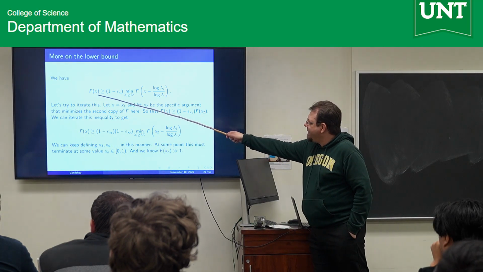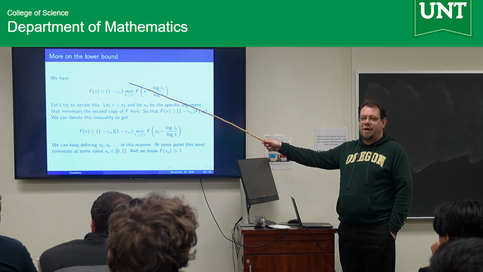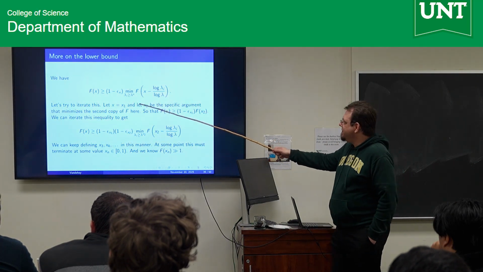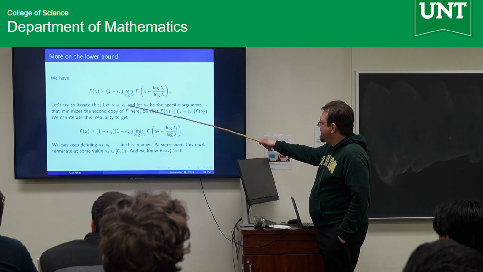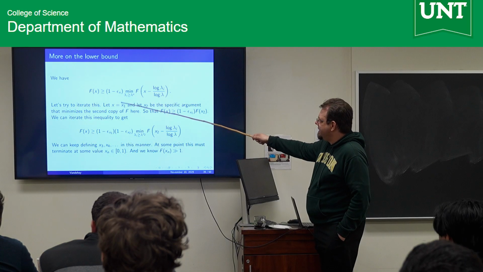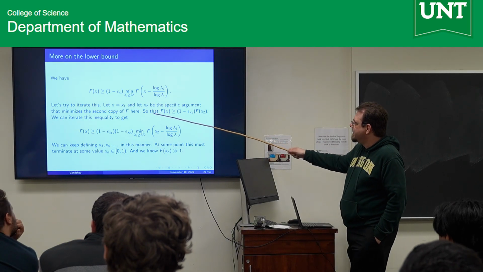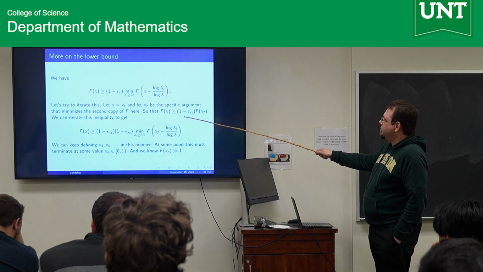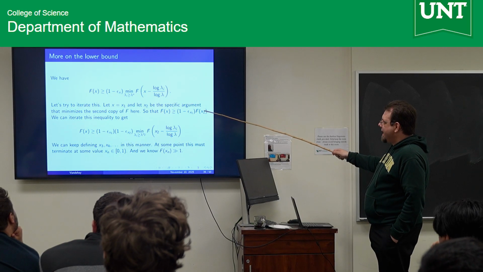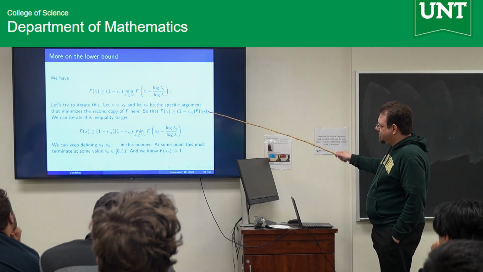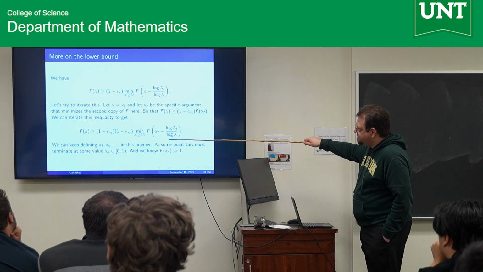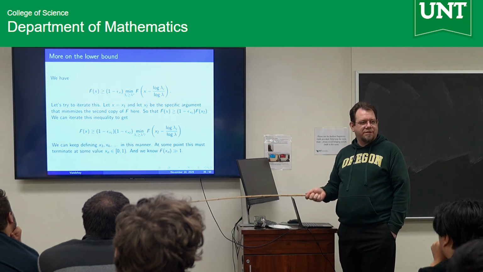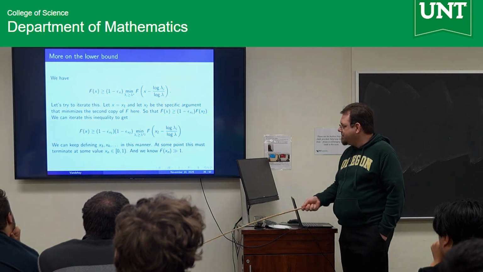Well, the moment I have f of x being bounded by itself, I should iterate. So let me call whatever value minimizes this my x sub 2, and let x be x sub 1, just to make things consistent. So I get f of x is greater than or equal to 1 minus epsilon of x1, f of x2. Well, now I can apply a similar bound to f of x2, and that will give me this right here. I can define an x sub 3, an x sub 4, an x sub 5, and keep repeating this.